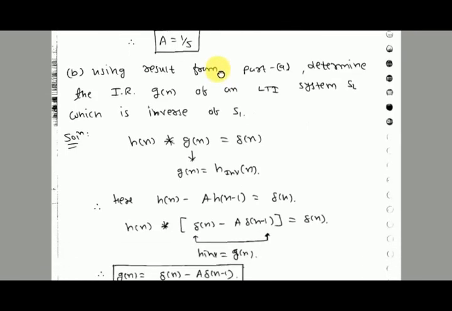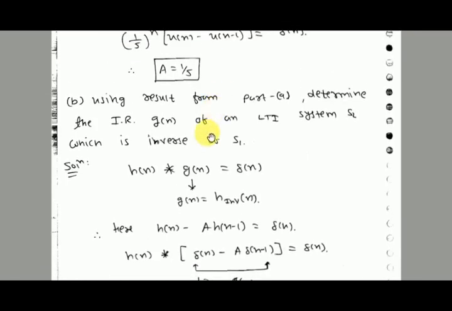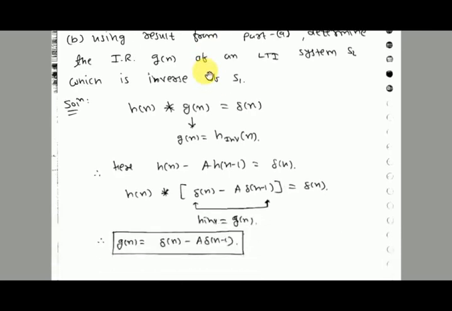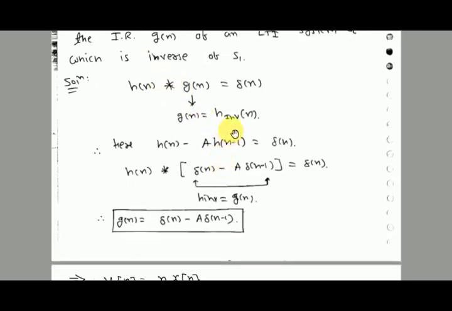So using the above result, determine the impulse response g of n of an LTI system which is the inverse of the previous system. So you have to find the inverse of this system h of n. Suppose that system is g of n, h of n convolve with g of n equal to del of n, where g of n is the inverse of h of n. This equation is given in the previous problem.